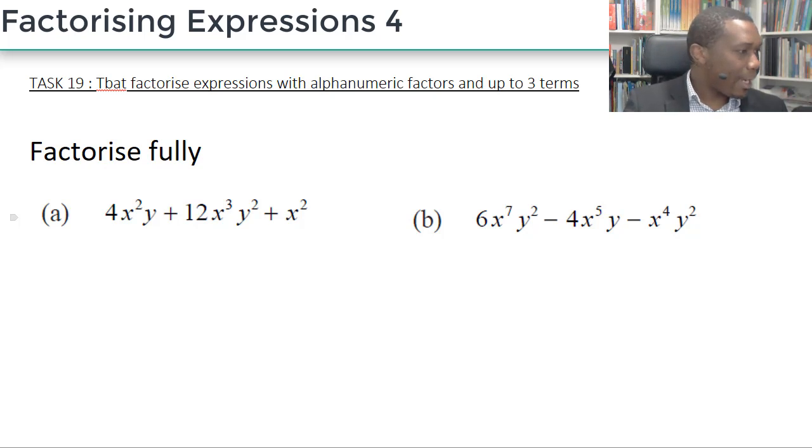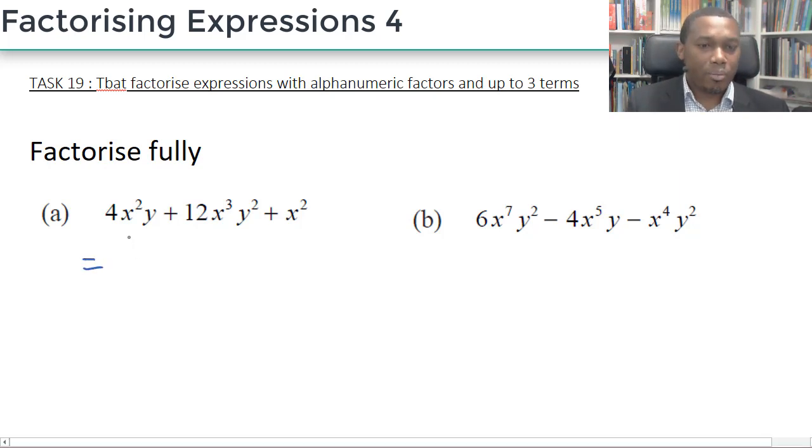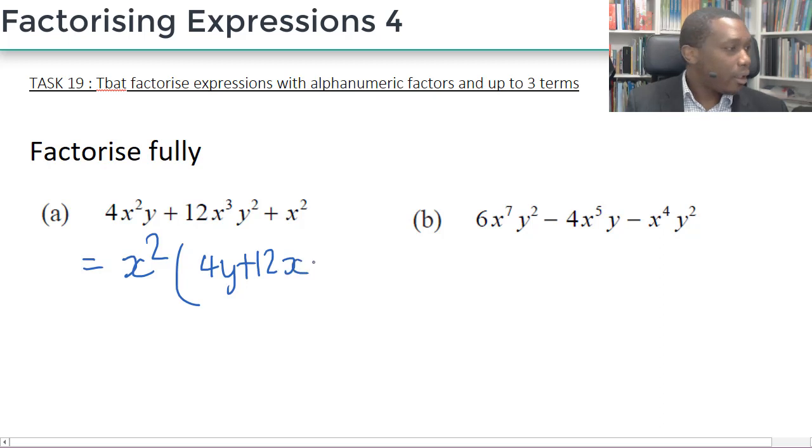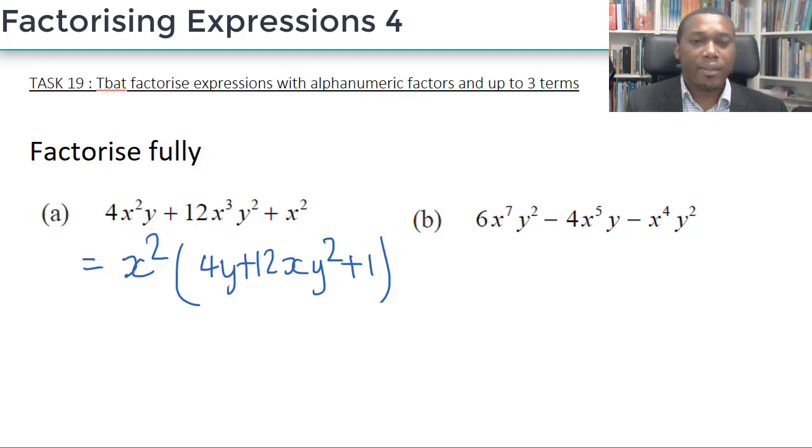Right, so let me get answers to put up for you. Just need to make sure it's the right exercise. So you pause, and I'm putting the answers up for you to mark your work. For the first one, x squared was the common factor. There's no numbers in common. So 4y plus 12xy squared plus 1. Those are the terms you should have had there.